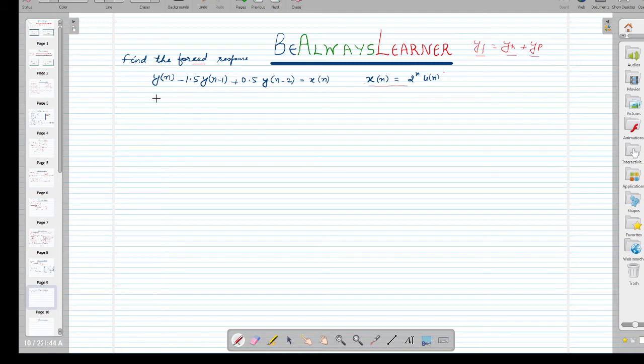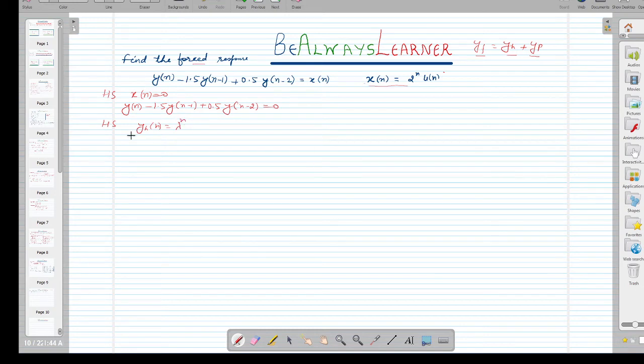So first we have to find the homogeneous solution. To find the homogeneous solution, the first condition is x[n] = 0. So for that we have to calculate y[n], that is 1.5 y[n-1] + 0.5 y[n-2] = 0. If it is equal to 0, the generalized homogeneous solution will be h[n] = lambda^n.